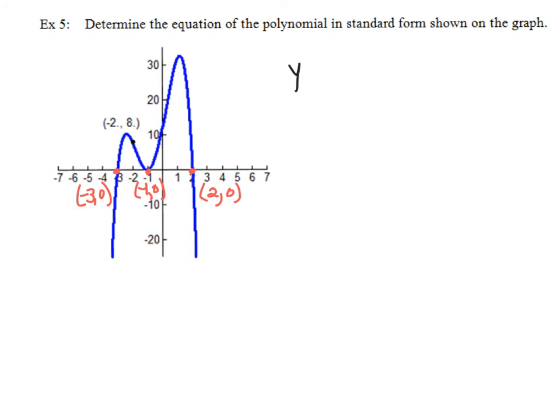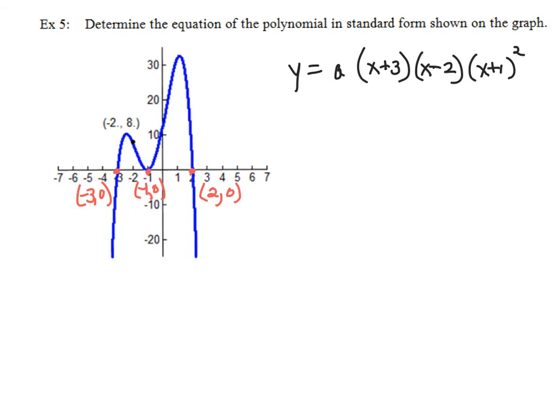So we're going to make our standard equation by starting with the factored form. y is equal to a times, the root -3 would come from the factor x plus 3. The root 2 would come from the factor x minus 2. And then the double root at -1 would come from the factor x plus 1, and it would need to have a power or a multiplicity of 2.